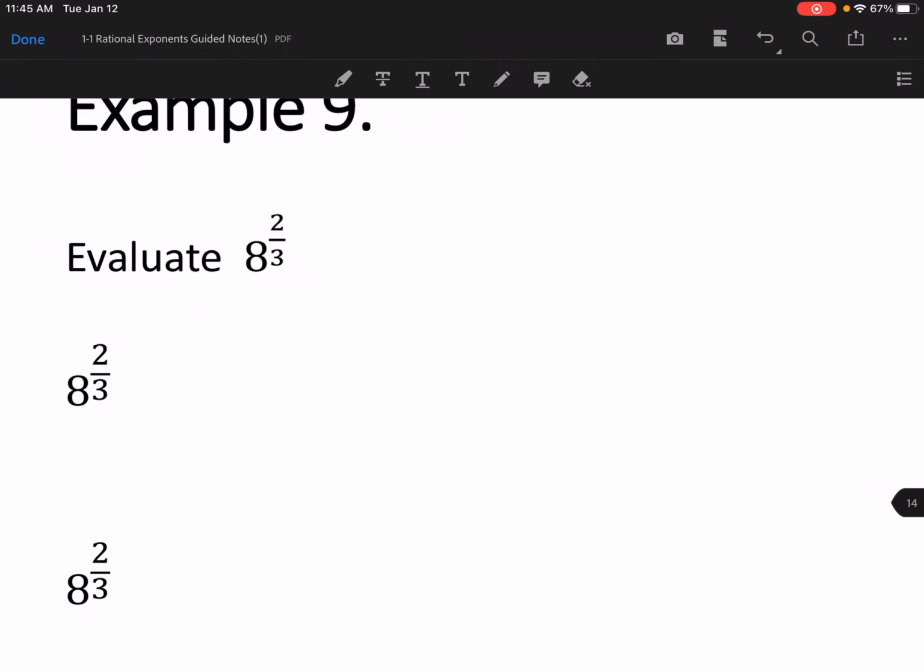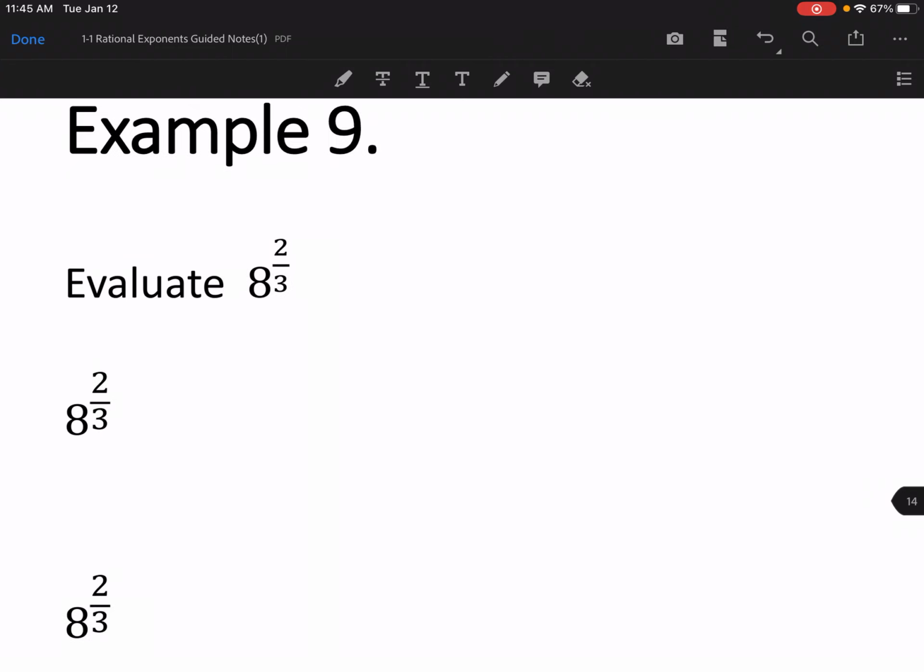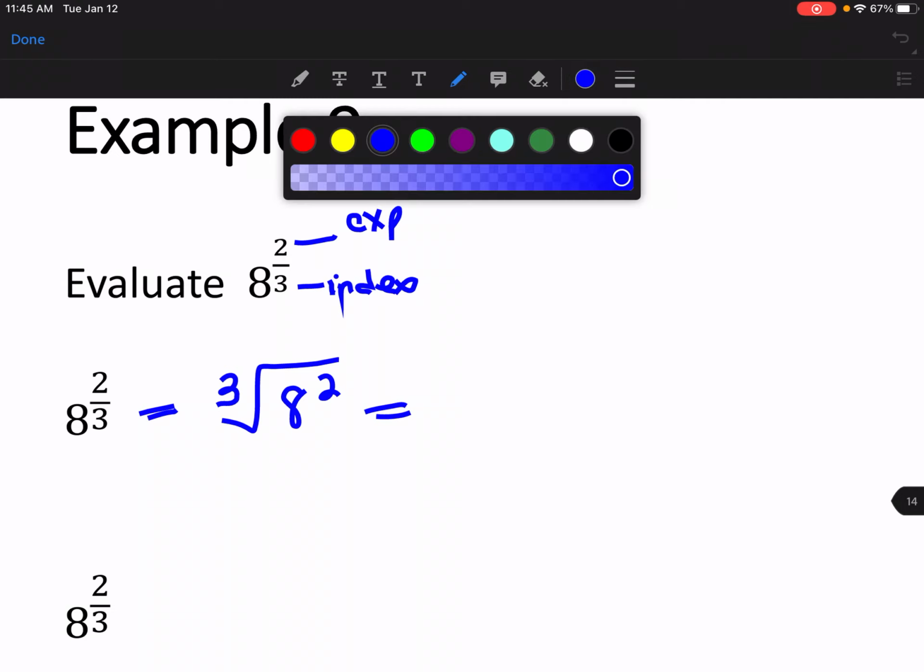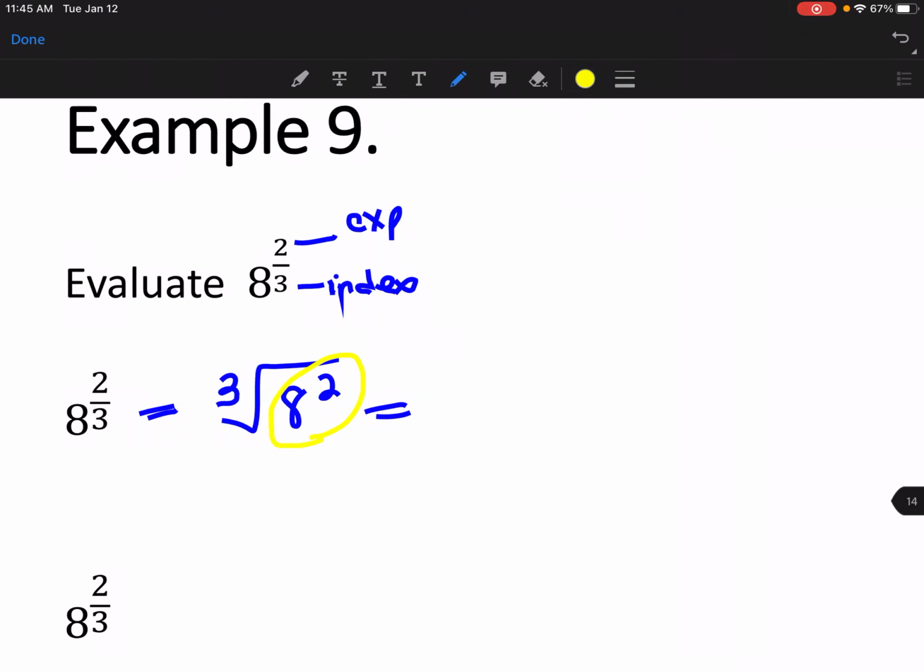Alright, the next example. If I want to evaluate 8 to the 2/3, there are 2 ways to do this. The first way: again, this is my exponent and this is my index. So I'm going to rewrite this with 3 and then write my radical form. This is 8 squared. For this first example, I'm going to do what's on the inside first. So I'm going to take 8 squared first. When I do that, 8 squared gives me 64, so the cube root of 64.